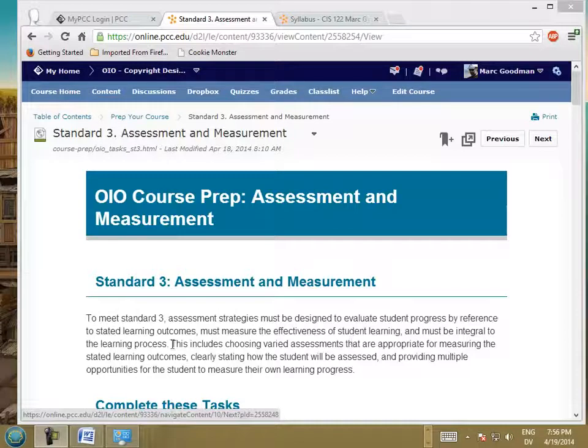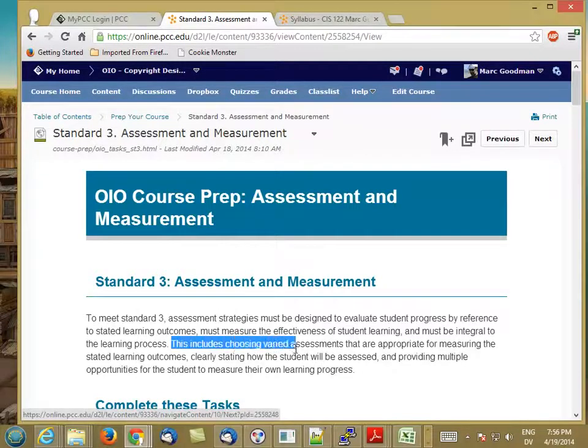Along the same lines, you want to include varied assessments that are appropriate for the measurement of the stated learning outcomes. So use a variety of assessment tools, including quizzes, Dropbox items, discussion groups, and some other ones that are appropriate for your field of expertise. So, for example, in programming courses, I have my students write a lot of code, and I assess their code and I give them feedback on their code.